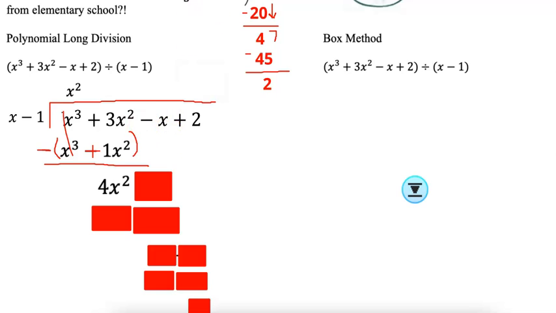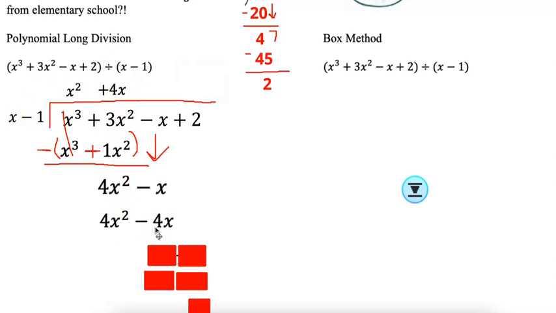Then what do we do with this lovely term over here? We bring it down. So now I've got 4x squared minus x. I'm going to come back over here. How many times can x go into 4x squared? It would be a 4 and then an x, because x times 4x is 4x squared. Now I'm going to multiply 4x by these outside terms to get my last two terms. So 4x times x is 4x squared. 4x times a negative 1 is a negative 4x.